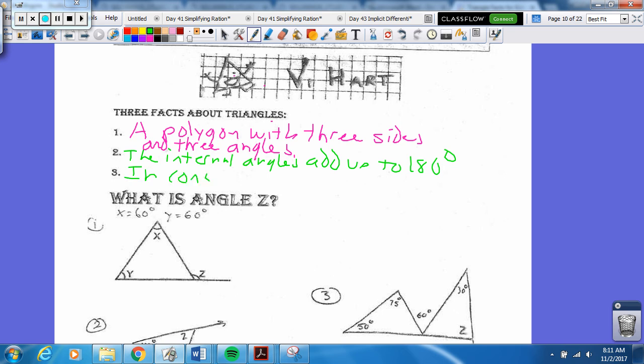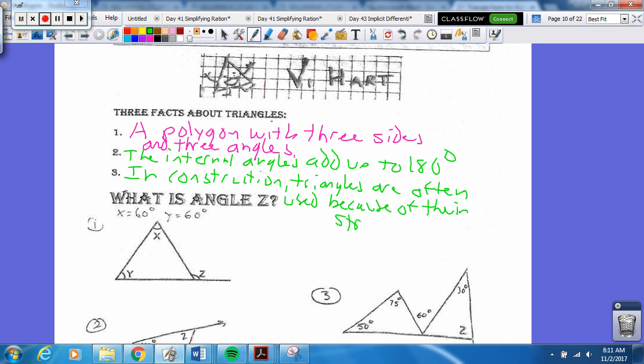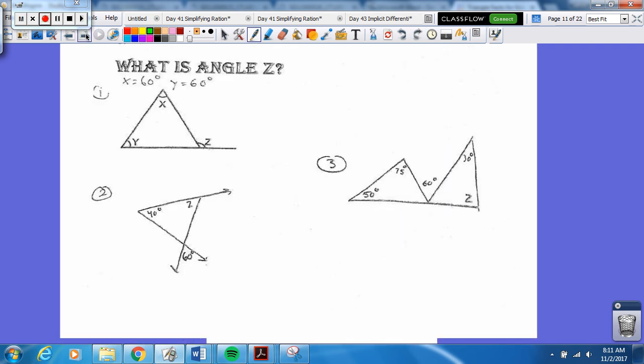Well, in construction, building things, triangles are often used because of their strength. So engineers need to know about triangles when they're constructing things. Let's check it out. So let's learn a little bit about them. Let's go over the basics.